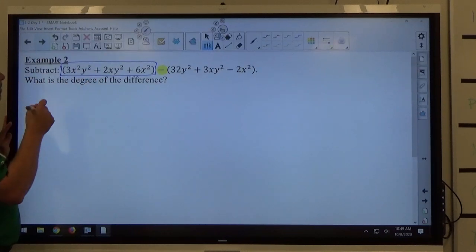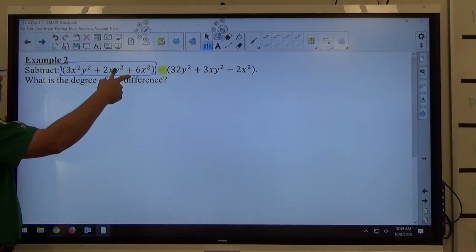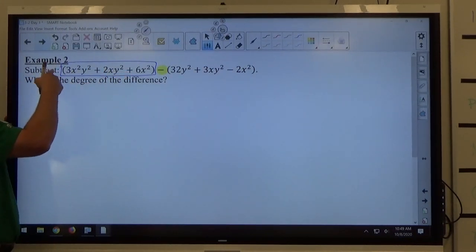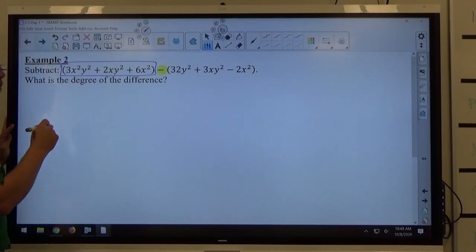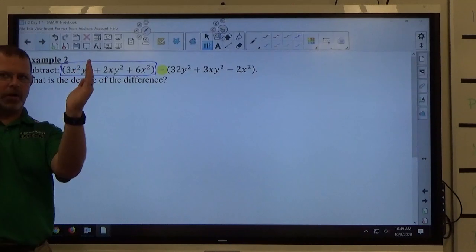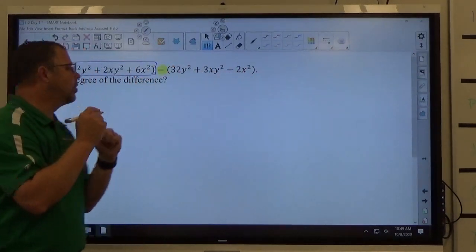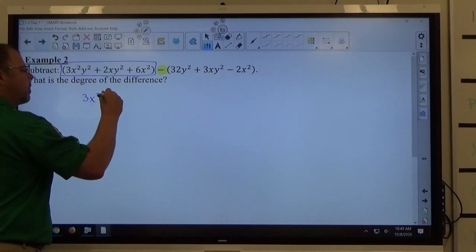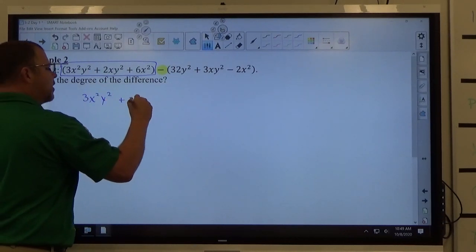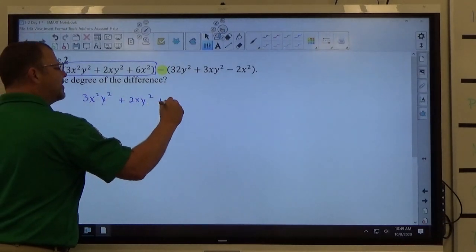So I'm going to call the first polynomial the original, the first polynomial. So it's positive, all this stuff. There's no sign over here affecting the signs, so all the signs are what they should be. So the parentheses are there for effect only, just to say this is a polynomial that we're subtracting from that polynomial. So the first one's going to be positive 3x squared y squared plus 2xy squared plus 6x squared.